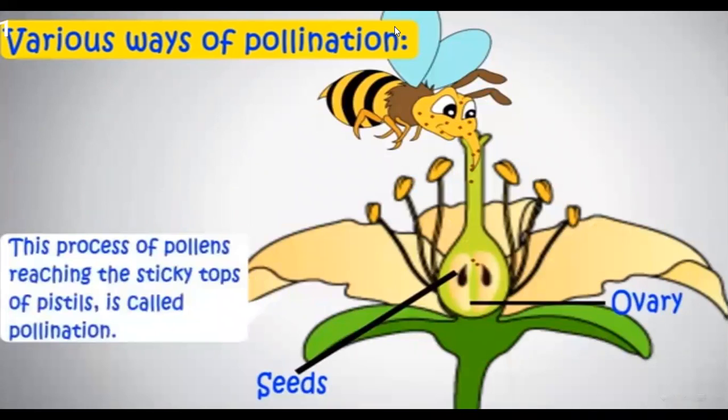Various ways of pollination. This process of pollen reaching the sticky top of the pistil is called pollination. See, this part of the flower has the seeds and that one is called the ovary. So this process of pollen reaching the sticky top of the pistil is called pollination.